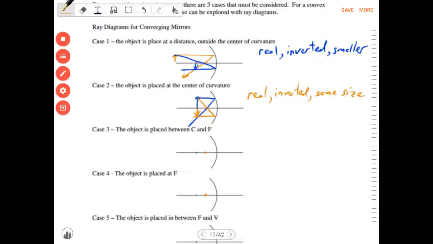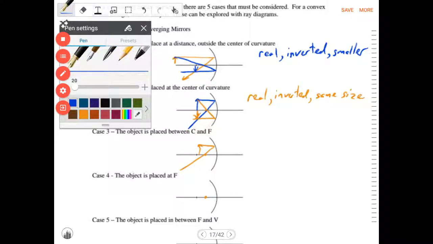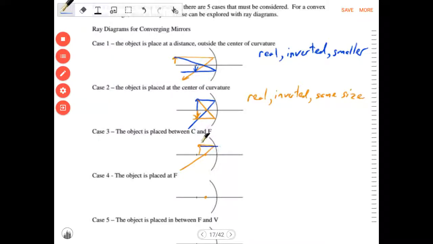Okay, what happens when we place the object in between C and F? Okay, so that would be like right here. Okay, again, please use a ruler. Okay, so you go straight and through the focal point. Okay, and now we go through the focal point and out. Oh, well, would you look at that?